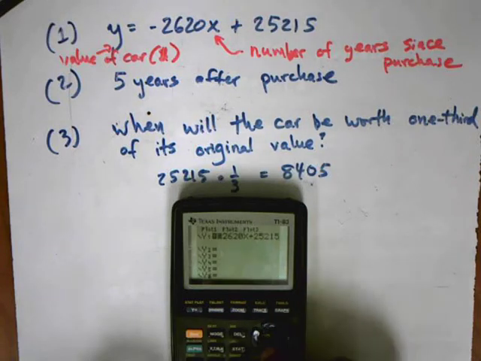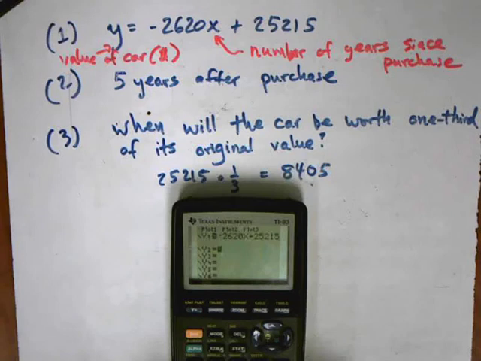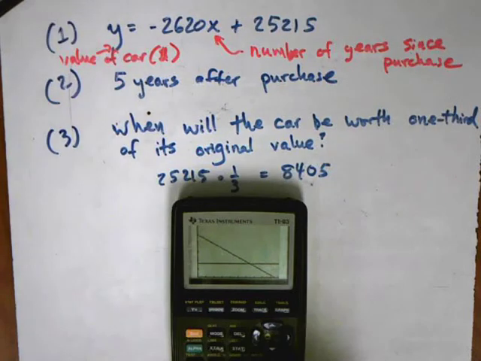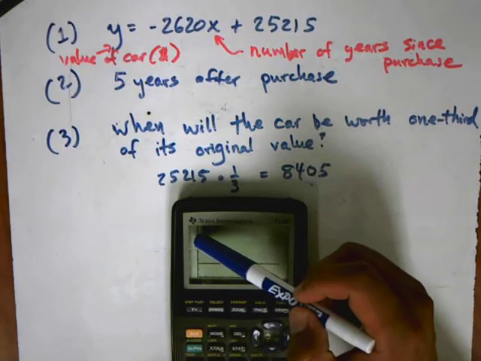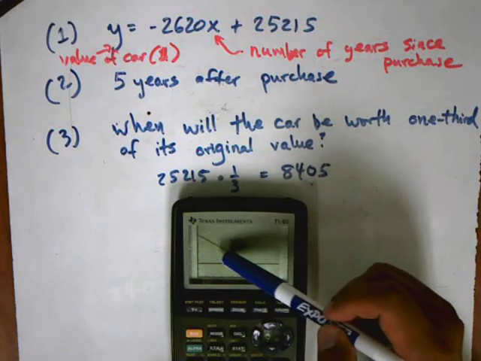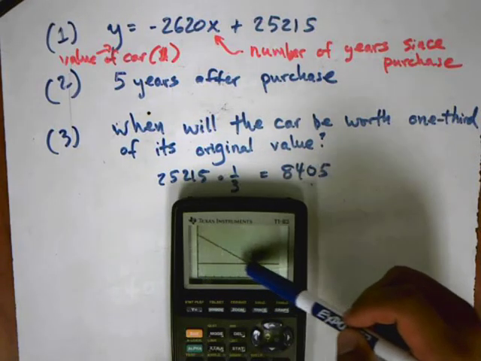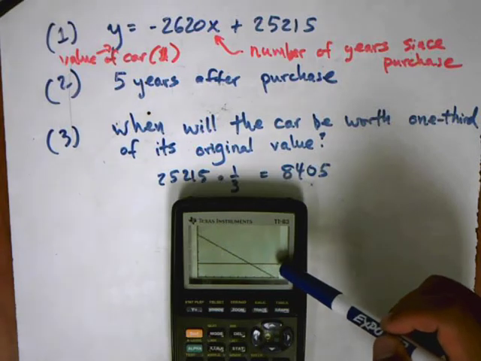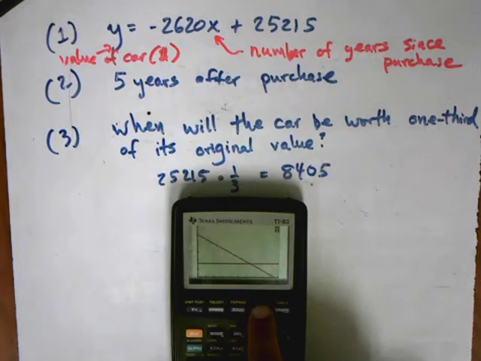And so in your calculator, you can go into your y equals button, and just type in 8405, and this will graph a horizontal line. Okay? And this intersection point represents the point where the graph of the car's value equals the graph of 8,405. So we can go into the intersection, and you hit the second button, and then the calc button or the trace button here.